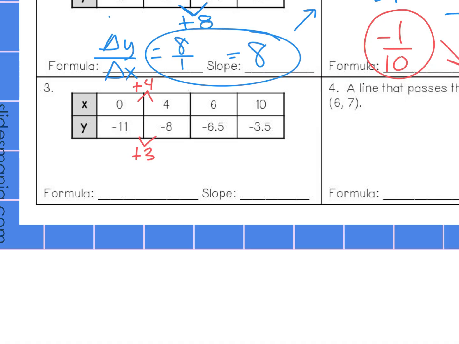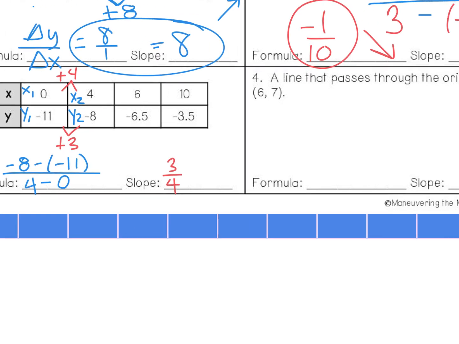So my slope would be my change in y over change in x, which is 3 over 4. Now, if you do not like that method with the table, you very well could label this x1, y1, x2, y2, and set up your formula: negative 8 minus negative 1 for y2 minus y1 over 4 for x2 minus 0 for x1. You will get the same thing. It doesn't matter which method you use. That's why I tell you, use the one you're most comfortable with.